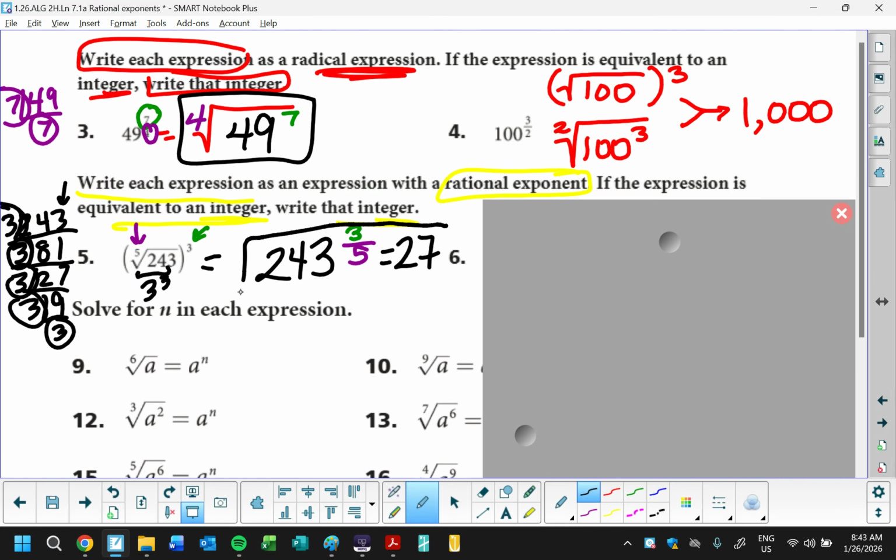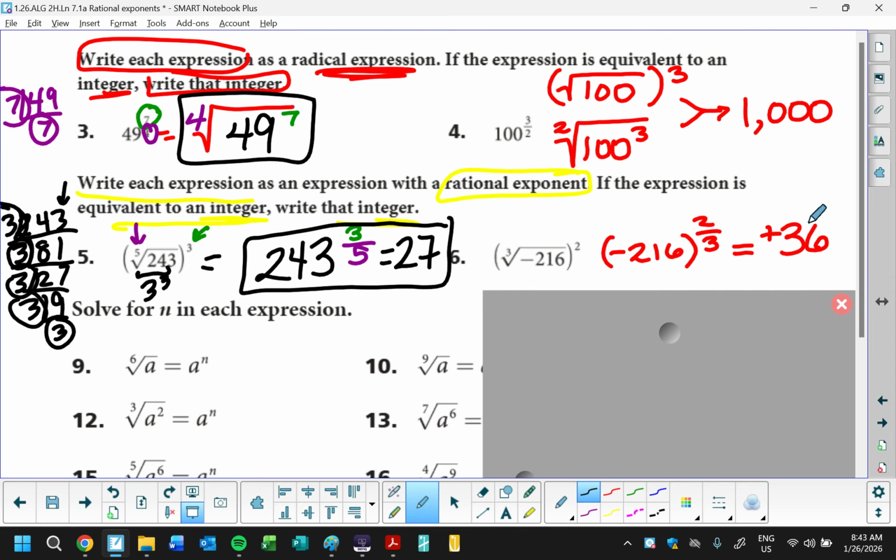So our answer here is twofold. We're writing it both as a rational exponent, 243 to the 3/5, and because this one was so nice, we could actually simplify it to a lovely integer. Pause your video, do number 6, come back when you're ready.